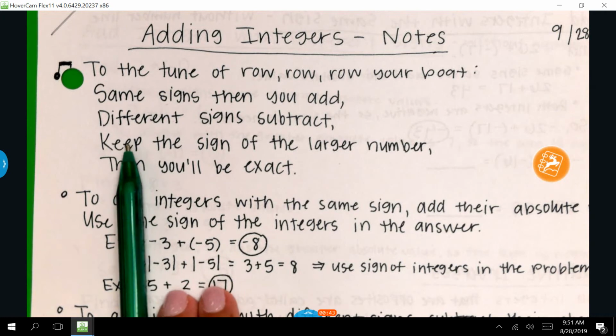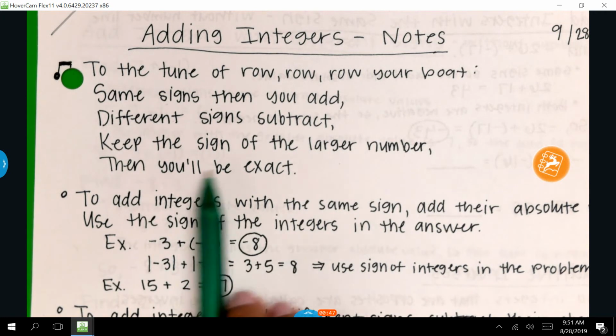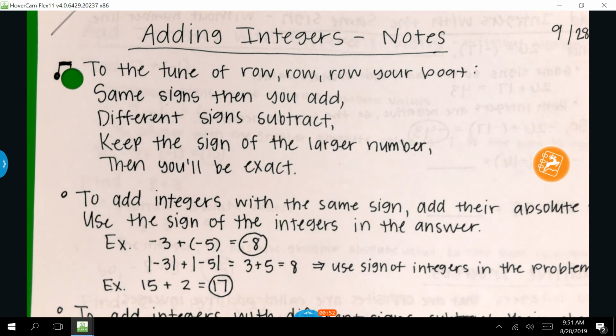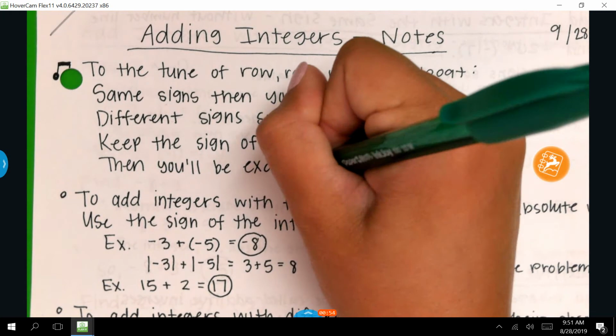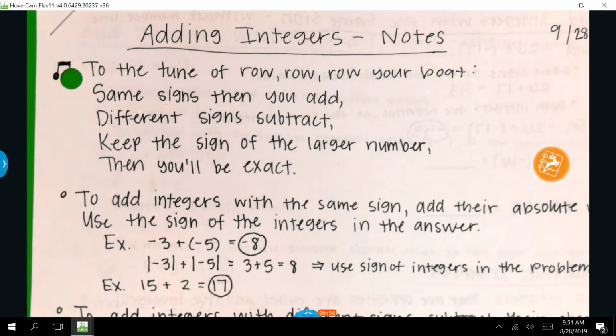The song says same signs, then you add, different signs subtract. Keep the sign of the larger number, then you'll be exact. So we are going to sing this as a nice, perfect little choir. Every day? Maybe. We're going to sing it for sure today, though.